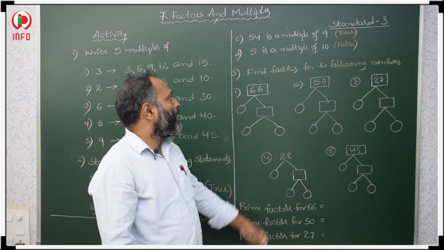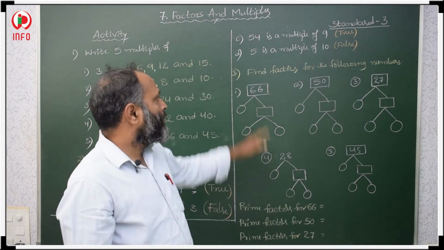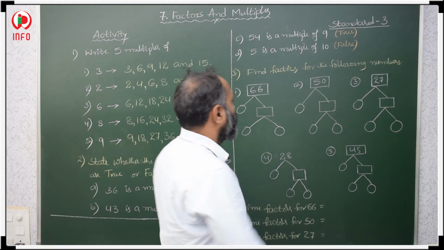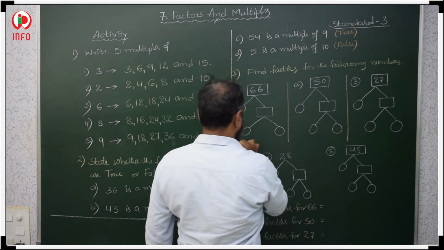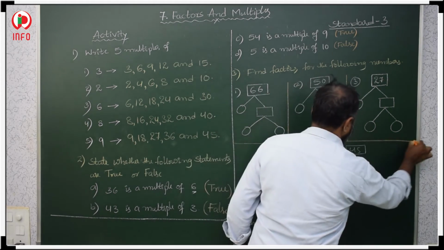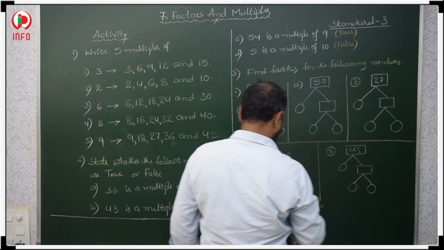Now, next, third question, find the factors of the following. Here some numbers are given, so we have to find the factors of those numbers, okay.